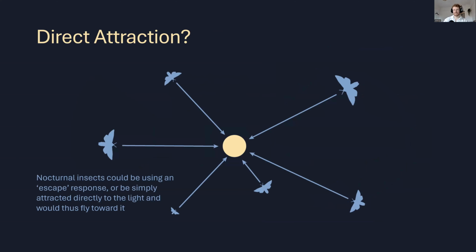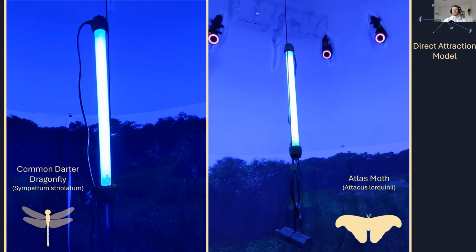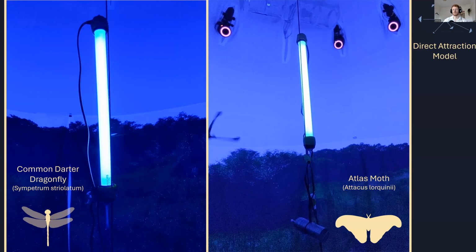So, do we see direct attraction? Do we see insects fly directly towards light sources, at least within a lab or in a field environment? This would be symptomatic of something like an escape response, or various other ideas. But indeed, that's exactly what we don't see. So on the right, you'll see an atlas moth.